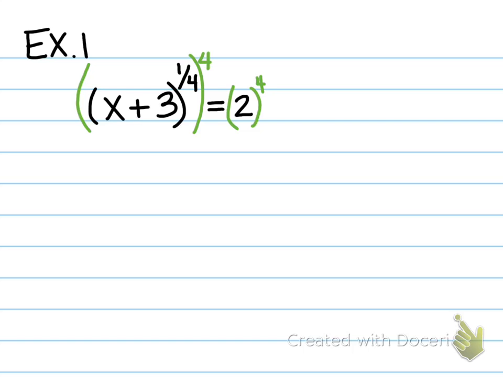On the left-hand side, 4 times 1/4 cancels, and we're just left with x plus 3. On the right-hand side, 2 to the 4th power is 16. Now we can solve the equation as normal. I subtract 3 on both sides, so x equals 13. Like I said earlier, you always want to check your solution, plug it back in to see if it works.